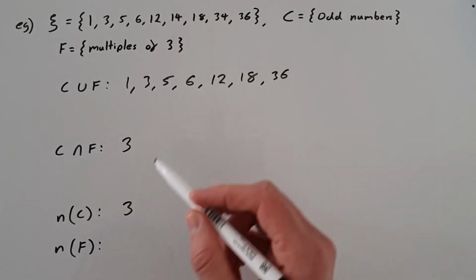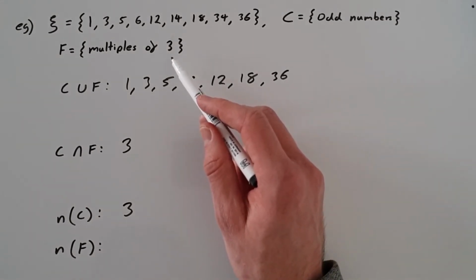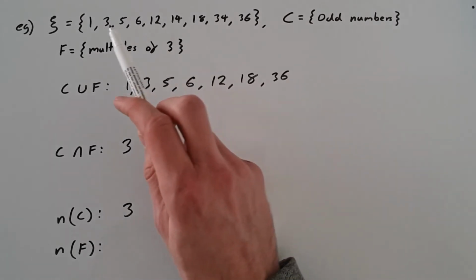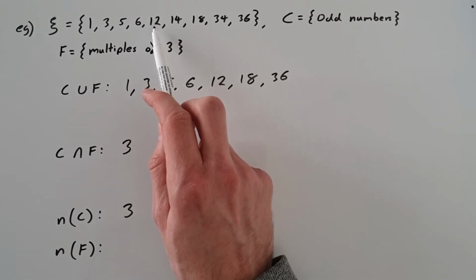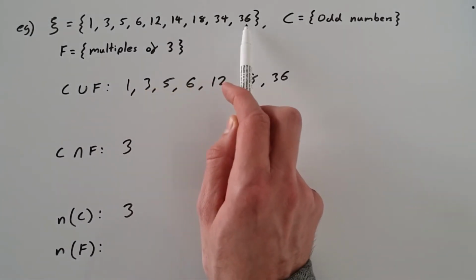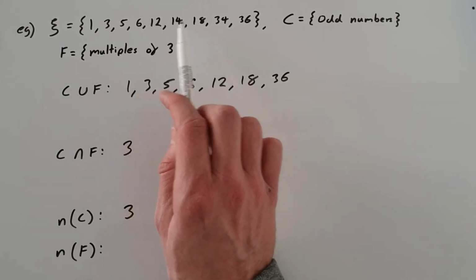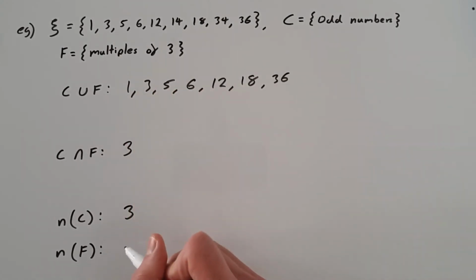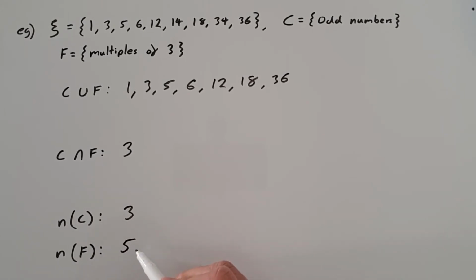Okay, and the same thing then with our set F. We want to look at how many members there are of our set F. So here we want to look at all the multiples of 3 in our universal set. So we've got 1 here for 3, we've got 6 and 12, we've also got 18 and 36, all in the 3 times table. So that's 1, 2, 3, 4, 5. So that means the number of members in set F is 5.